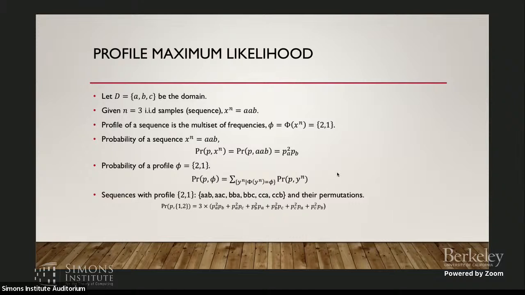Now, what is the probability of observing sequence AAB? Since the samples are IID, it's just p_A squared times p_B. Now you can ask, what is the probability of observing profile {2, 1}? Consider all the sequences that will give me {2, 1} as the profile and add up their probability values. I have written down the sequences which will give me the profile {2, 1}.